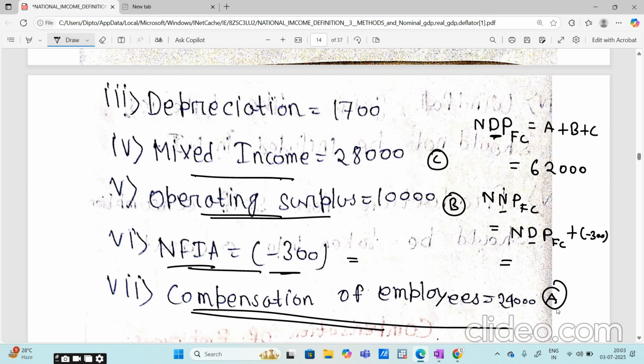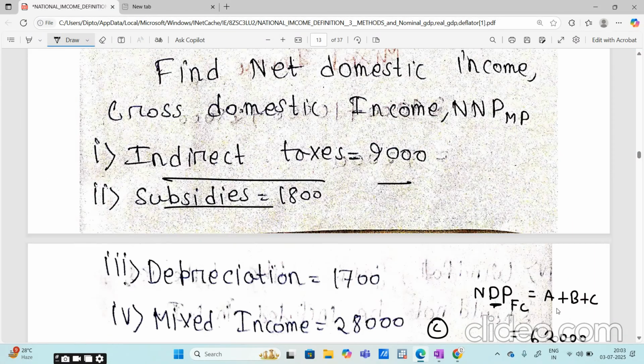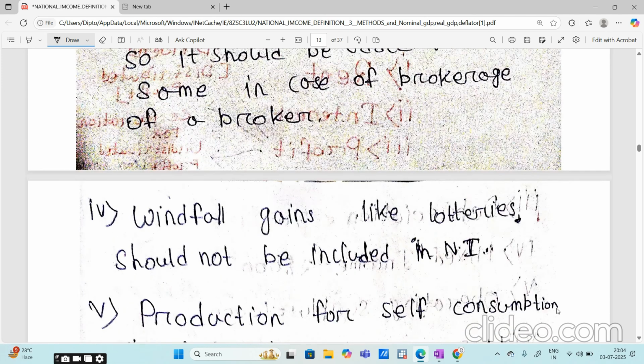Suppose the amount of money that came into India is 900, and the amount of money that went outside India is 1200. So in that case NFIA will be negative, minus 300. So you can calculate it, and it will be 61,700. So this will be our NNP at factor cost, net national product at factor cost, which is also our national income. Okay, so you can easily calculate it, and there are some precautions which you can go through also.